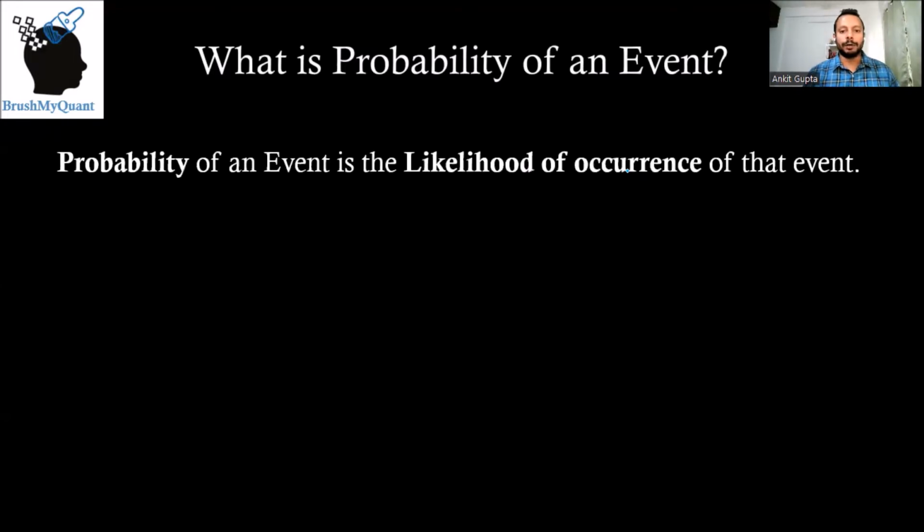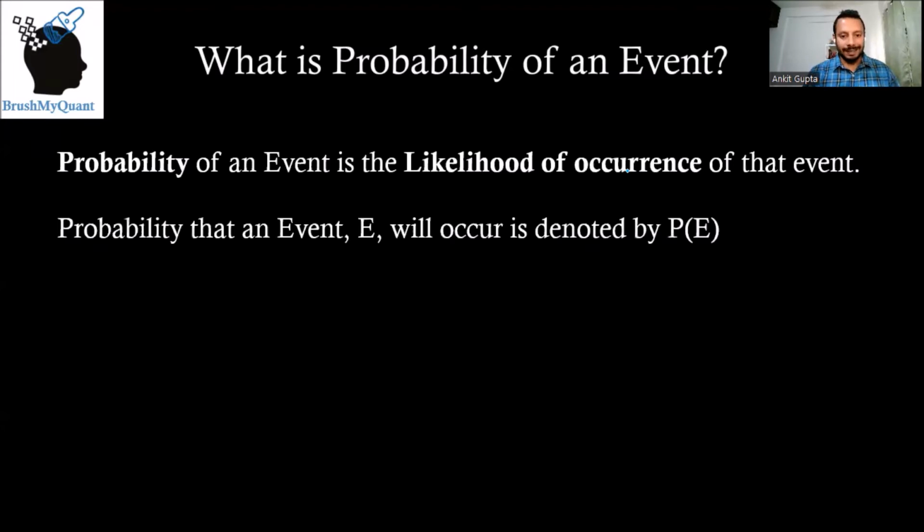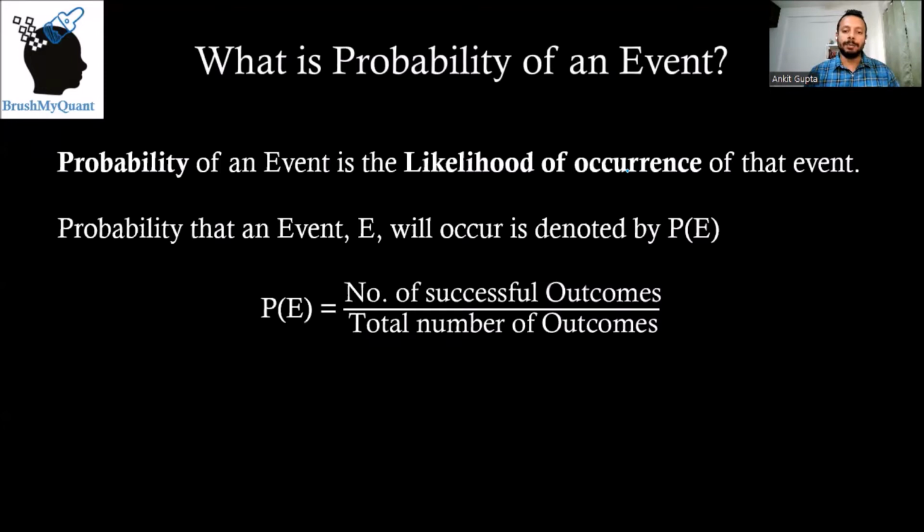So let's start with the definition of probability of an event. Now, what is probability of an event? Probability of an event is the likelihood of occurrence of that event. Now, what does that mean? Let's say we have an event E and we need to find the probability of that event happening. We denote that probability by P of E, and P of E is nothing but number of successful outcomes divided by total number of outcomes.